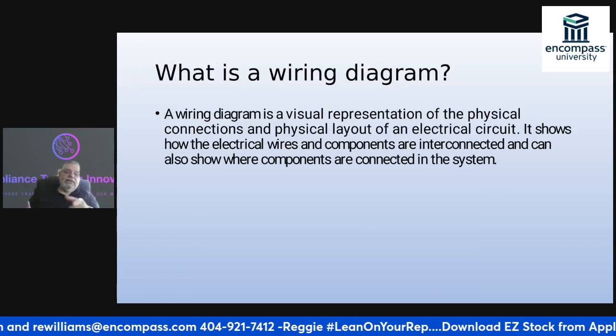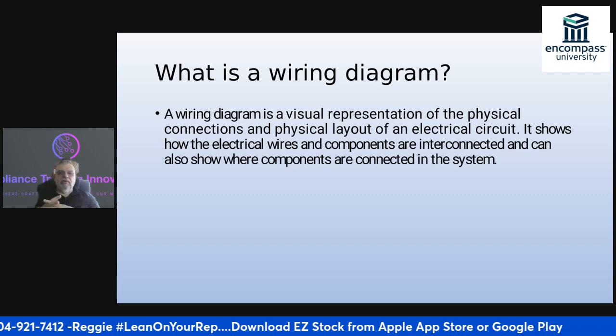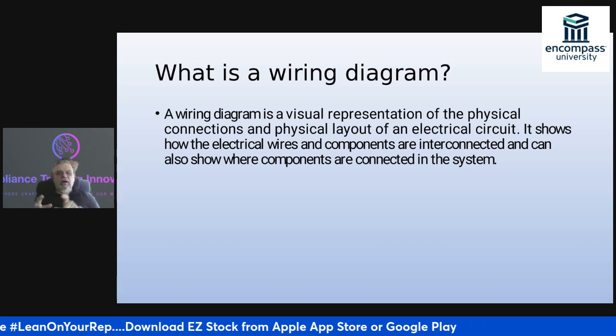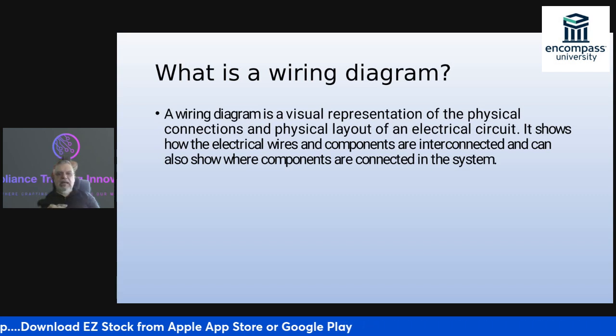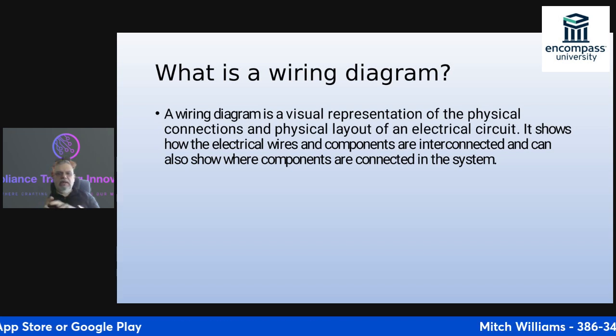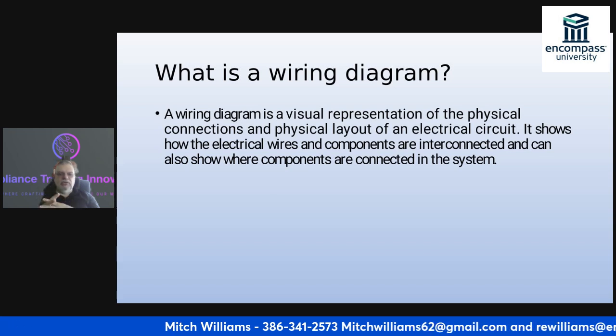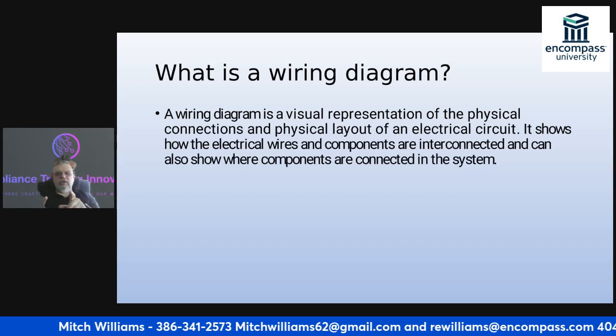So, what exactly is a wiring diagram? A wiring diagram is a visual representation of physical connections and the physical layout of an electrical circuit. It shows how the electrical wires and components are interconnected, and it can also show where the components are connected in the system.